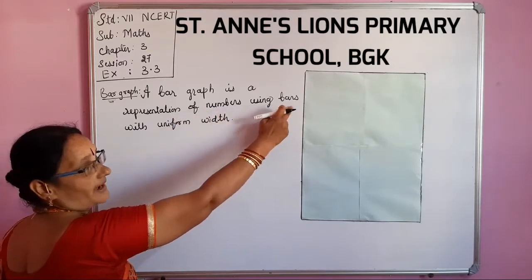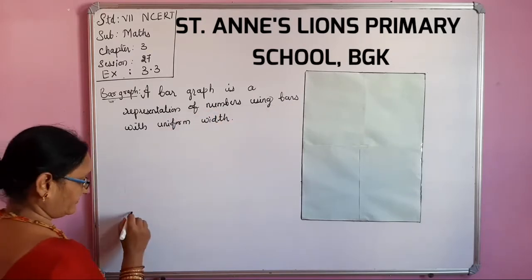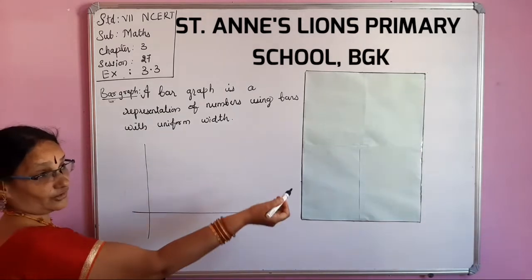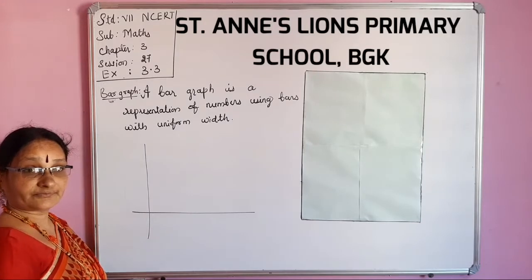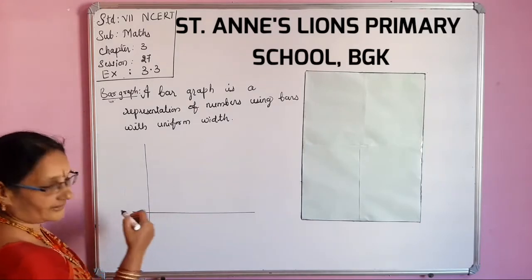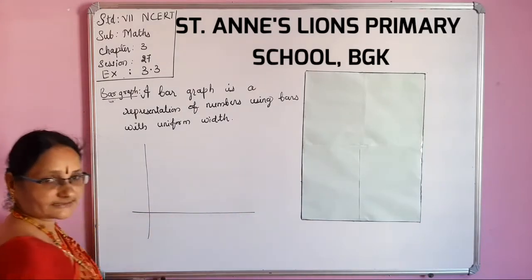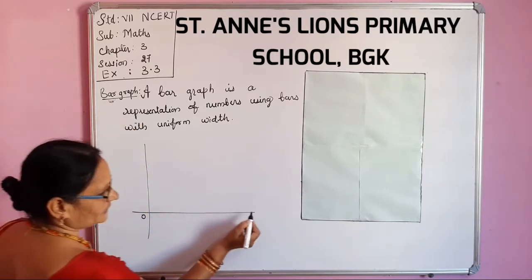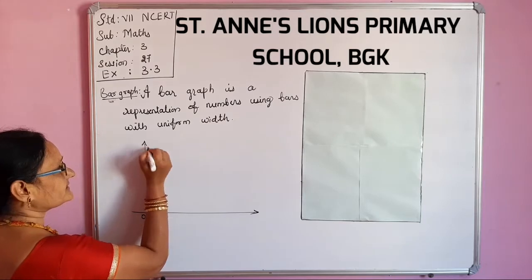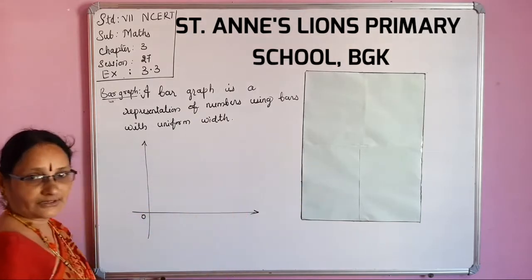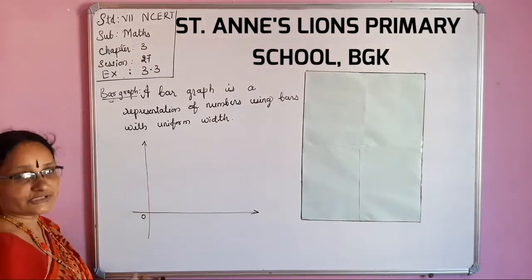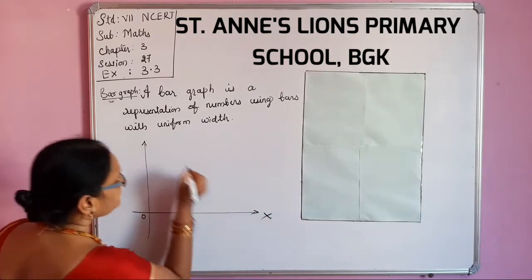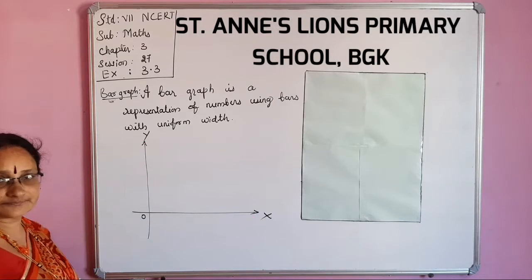How? Using the bars. Bars means, see, this is just roughly I am drawing, because once I draw there, it will be wasted. I cannot rub it. So see here, this is the graph. This is called the x-axis and this is called the y-axis. This here is the originating point, with an arrow mark like this. The same way we have to draw there. Now if I draw there, again I cannot use it. That's why I am putting it in the rough sketch here.